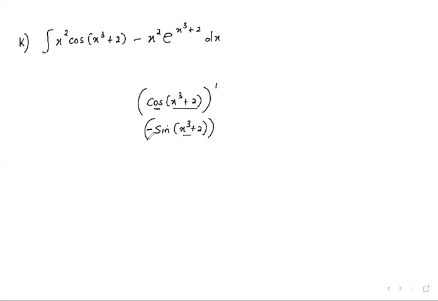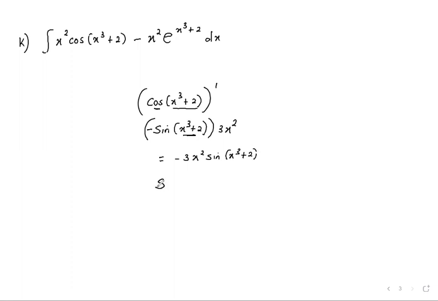So I now differentiate the angle. I'll get 3x squared, which you can write as minus 3x squared sine of x³ plus 2. This was for cos.